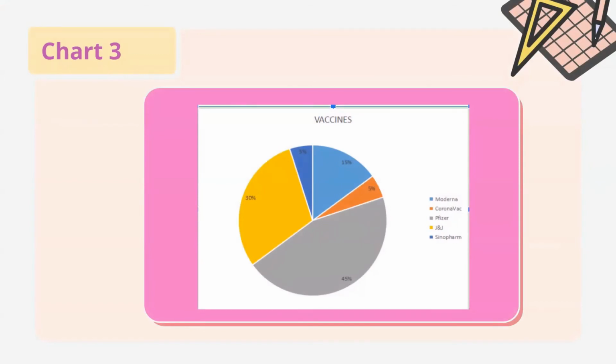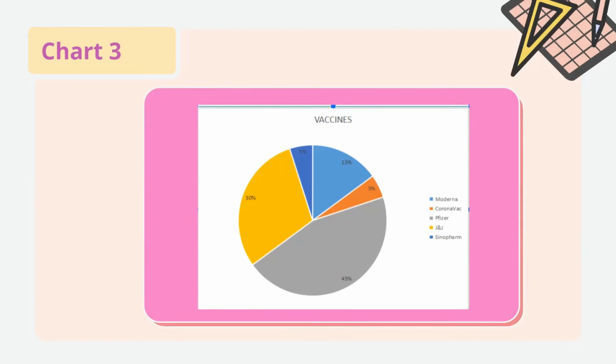Thank you for that, Sir Lato. Now I'm going to be discussing chart 3, which presents the number of people who got vaccinated with different brands of vaccines. In the presentation, there are 150 in total with a percentage of 15% who got vaccinated with Moderna. There are 50 in total with a percentage of 5% who got vaccinated with CoronaVac. There are 450 in total with a percentage of 45% who got vaccinated with Pfizer.